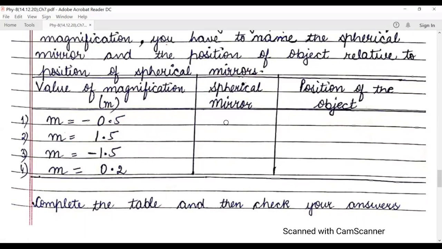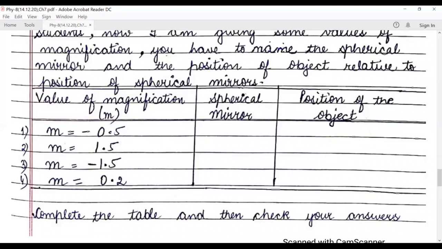Students, you can complete this table in your physics notebook. You have to name the type of spherical mirror used such that such values of magnification can be attained, and also write the position of the object. That is, where is the object placed? Kindly pause this video and write down the answer and then resume it further for the explanation of each part. Yes, students, I hope you must have completed this by now.